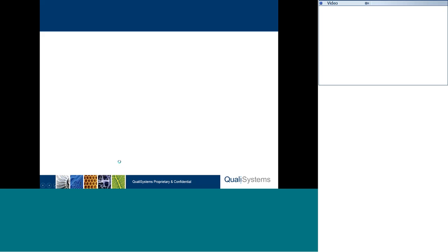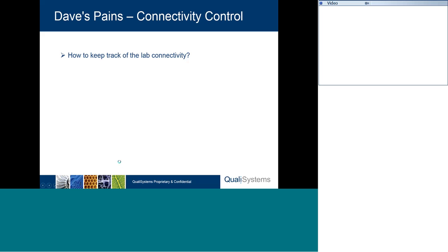So what are Dave's pains? Dave's pain is, first of all, how to keep track of the lab connectivity. Meaning, I just configured the lab, all the racks, all the resources, and how do I keep track when I have changes? People are making changes, I'm making changes myself, I'm adding resources, taking out resources and such. How to keep track of what is connected to what?